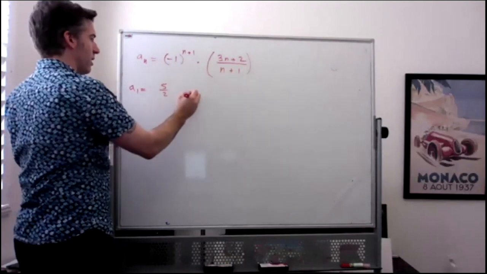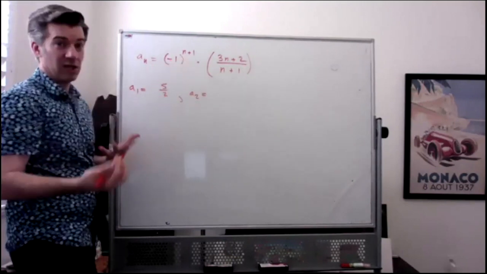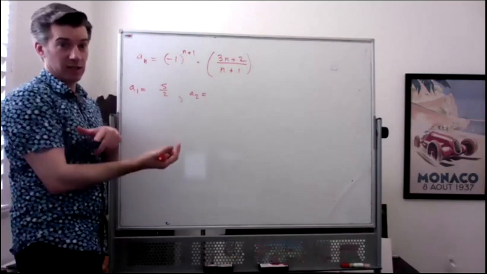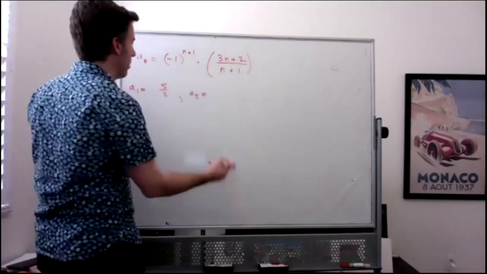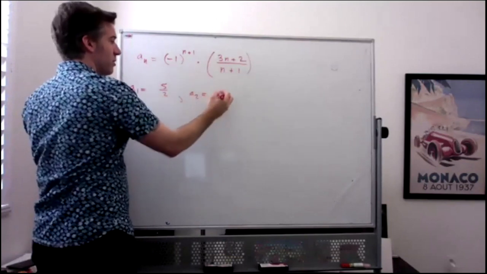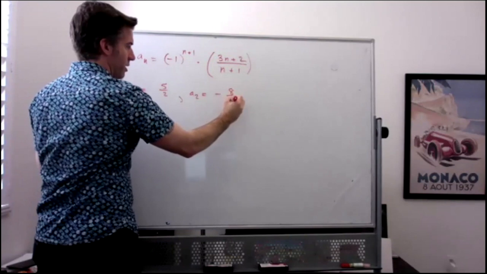And then a sub 2 is (-1) to the 2 plus 1, times (-1) cubed, which is negative, so that's going to change the sign. So it's going to go positive, negative, positive, negative, positive, negative forever and ever. And I'm going to plug in 2 here and get 6 plus 2 is 8 over 3.